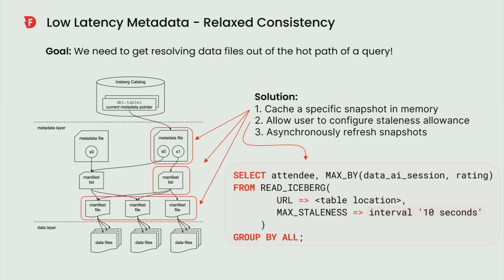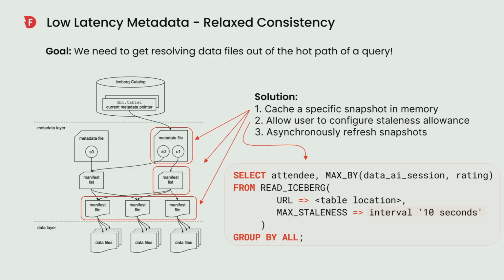Really depends on what level of freshness you're fine with. The cool thing is, once you introduce the staleness, we can basically move metadata lookup out of the hot path of a query. So what Firebolt will start doing is refreshing the metadata over time in the background, outside of the hot path of your query.